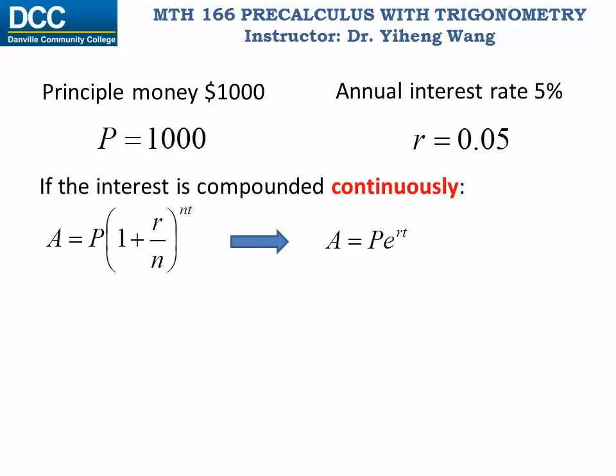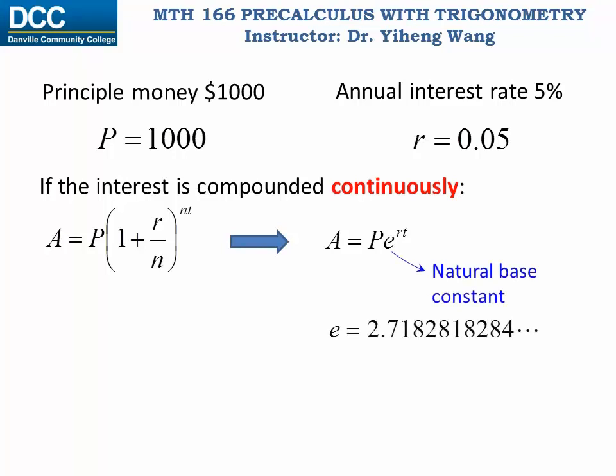But what is e? e here is a new mathematical constant we introduce, which is known as the natural base constant. It is an irrational number. It can be approximated to be about 2.718, but it continues on forever.